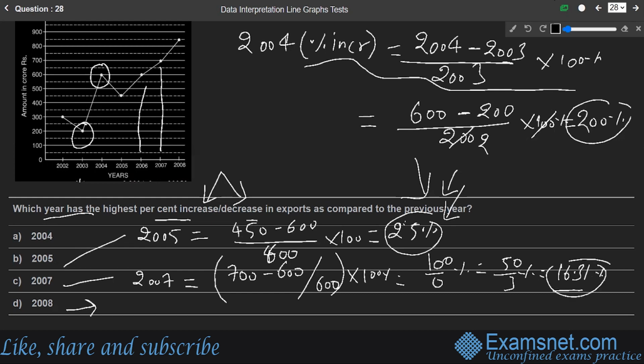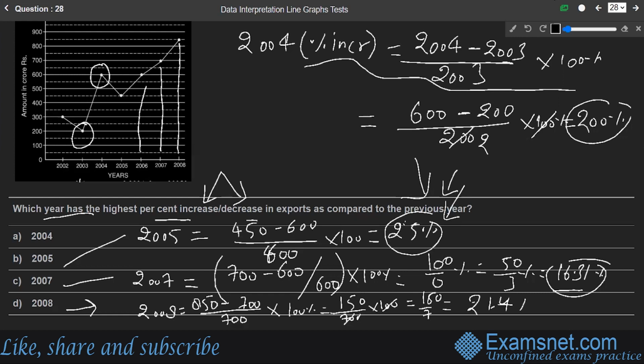For the year 2008 also we can calculate. In 2008, the value is 850, minus the value in 2007, which is 700, divided by the value in 2007 itself, 700, into 100%. So clearly this becomes 150 over 700 into 100%, that is 150 by 7, coming to somewhere close to 21.4%. So we have to find the highest out of them, and clearly the highest is 200%, which is for option A, 2004.